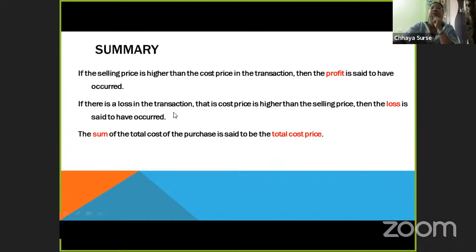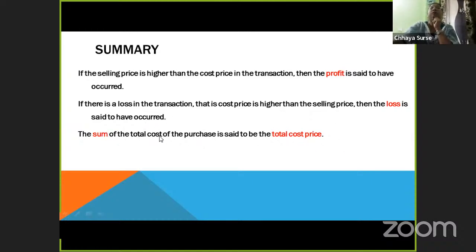If there is a loss in the transaction, that is, the cost price is higher than the selling price, then a loss is said to have occurred. In profit, the selling price is higher; in loss, the cost price is higher. This is very important when we want to calculate profit and loss. Profit formula: selling price minus cost price. Loss formula: cost price minus selling price.